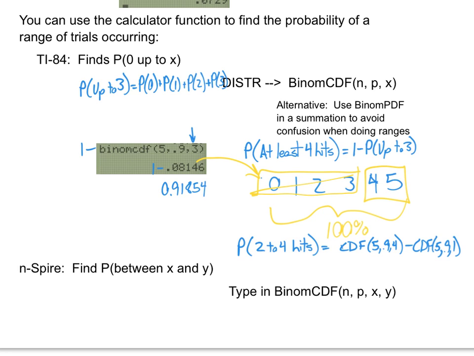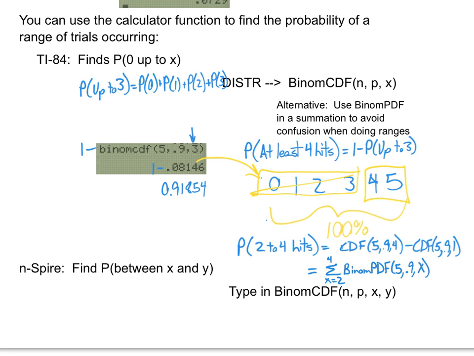But on the 84, when you type in the sum, we can do the sum from x equals 2 to 4 of the binomial, not CDF. We're going to find individual terms, right? So binomial PDF with 5, 0.9, and then we're going to put x in here.